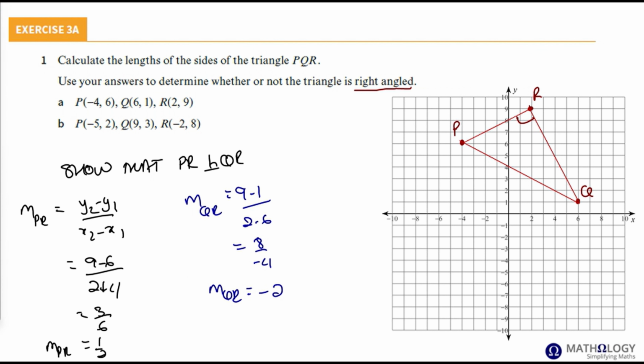Now, for perpendicular lines, if two lines are perpendicular to each other, then the product of their gradients is negative 1. So the gradient of PR times the gradient of QR equals a half times minus 2, which equals negative 1. So therefore, PR is perpendicular to QR.